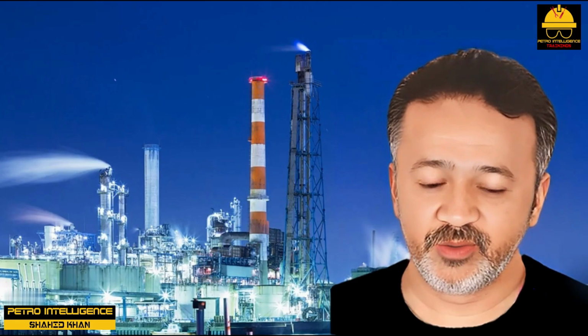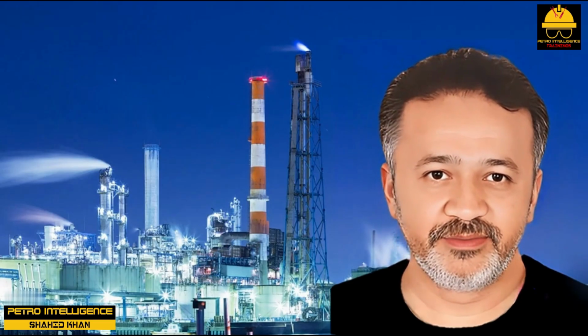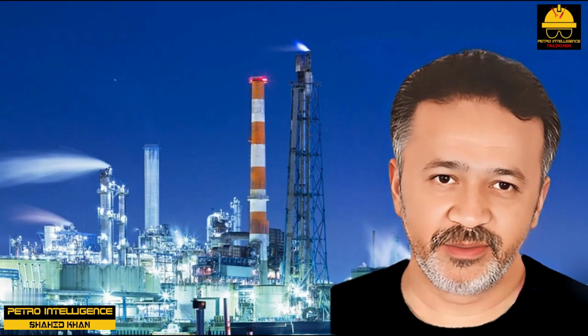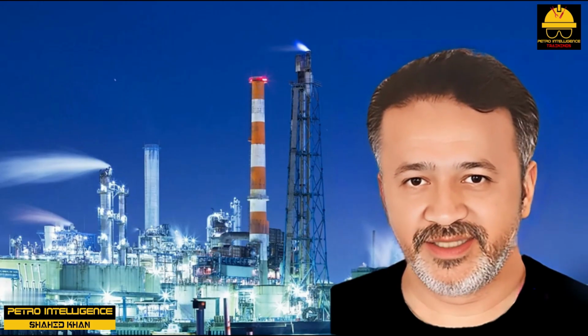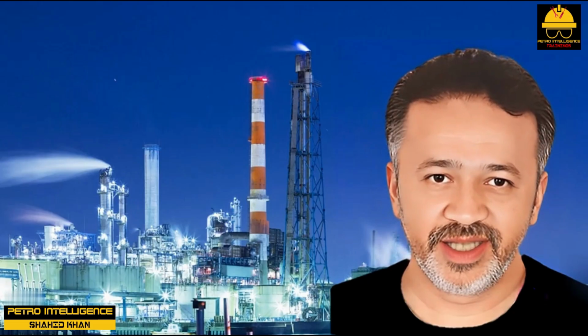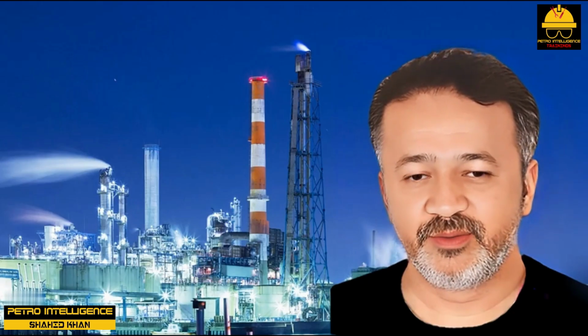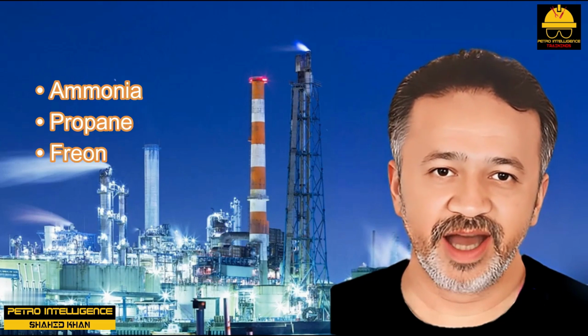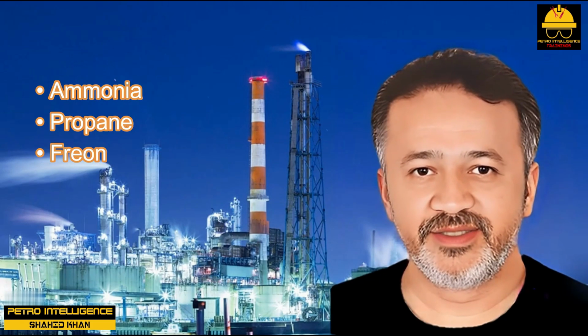Today we will discuss refrigeration systems and an introduction to centrifugal compressors. Waste heat must occasionally be removed from a process at below ambient temperatures. This is normally accomplished by evaporating a light fluid called a refrigerant. Common industrial refrigerants are ammonia, propane, freon.